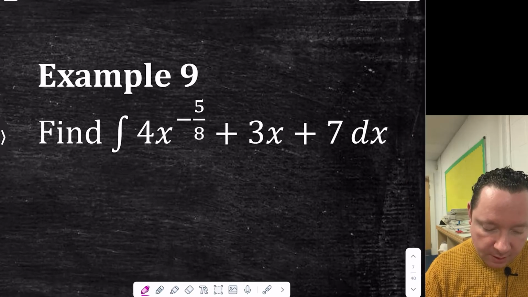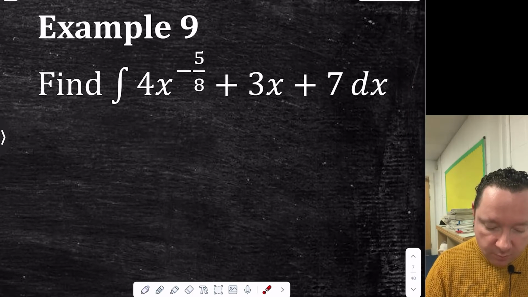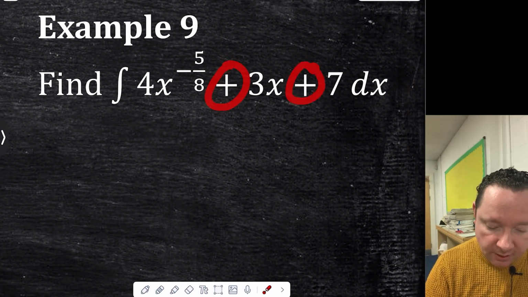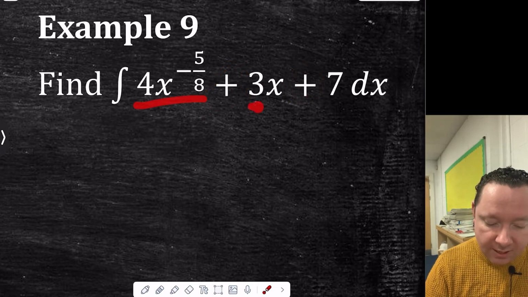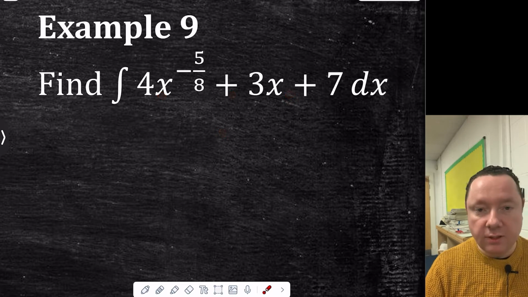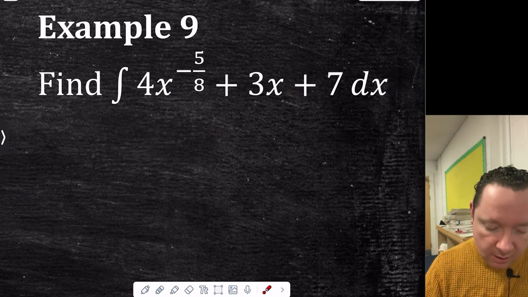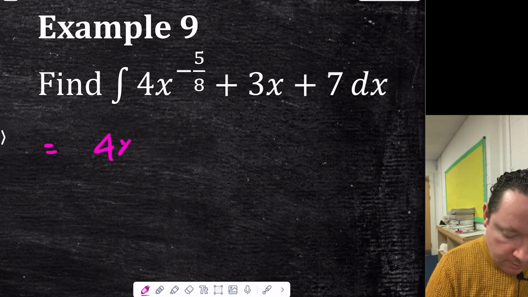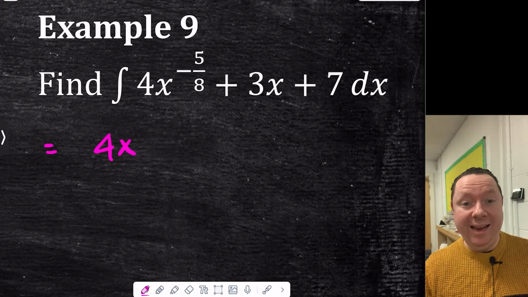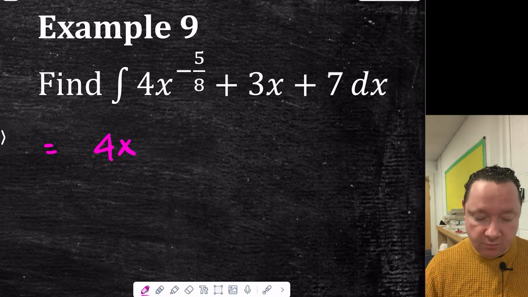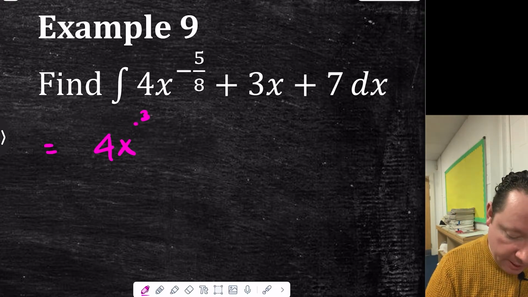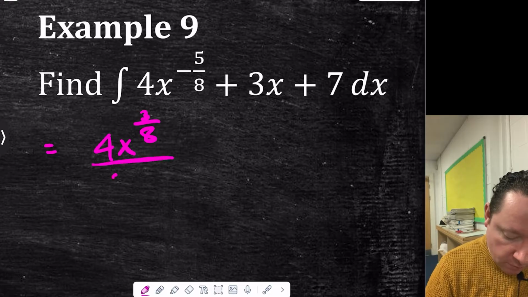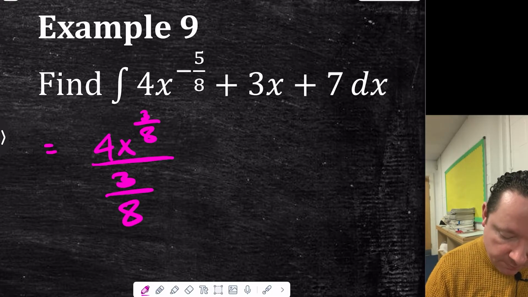Example 9. This time we've got a number of terms, but they're separated by a plus or a minus, so you just integrate them individually, as long as it's a term, then another term, then another term, and they're not all times together. So, first one, I've got 4x. It's minus 5 over 8, so I'm adding 8 over 8. That's 3/8. So it's to be 3/8. All divided by 3/8. That's step 1.